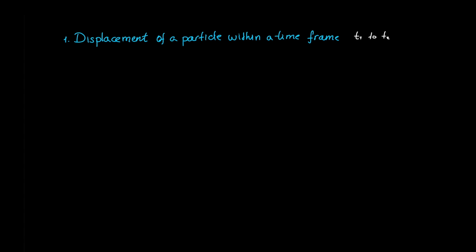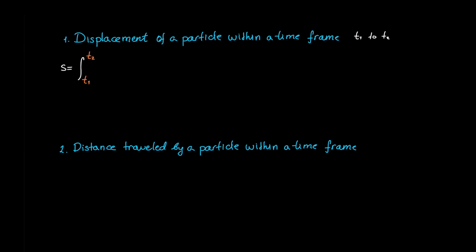Suppose you are running on a standard Olympic track, which is usually 400 meters. If you start the race at the start line and then run a circle and finish at that same point, your displacement is technically zero, because displacement means how far away you are from your initial position. And then the second thing we're going to try to find is distance traveled by a particle within a time frame. So let's first get to displacement.